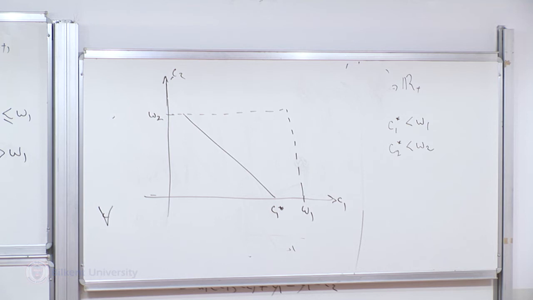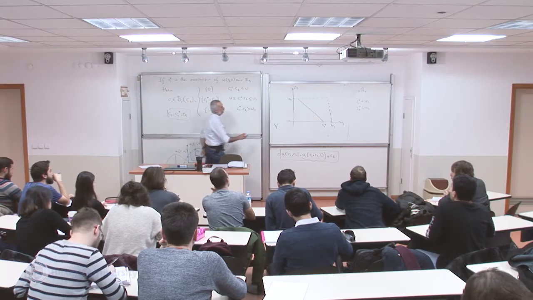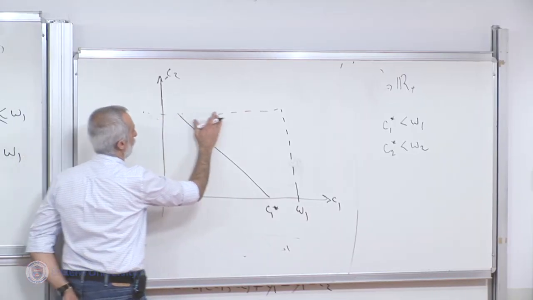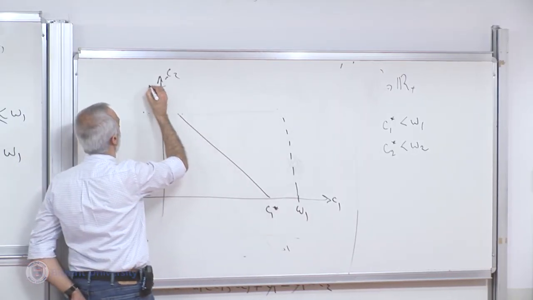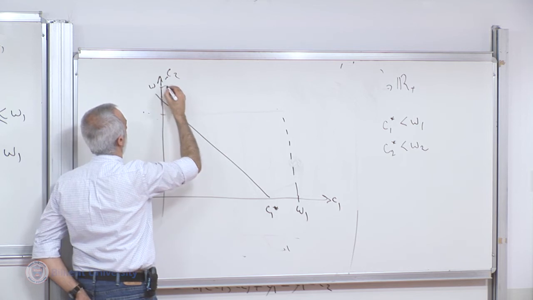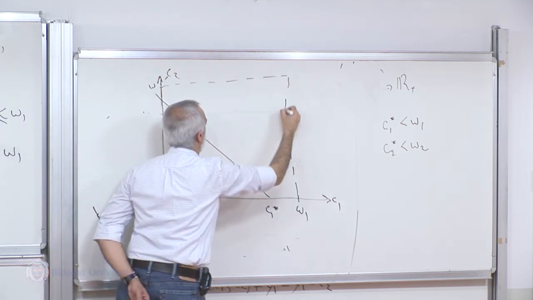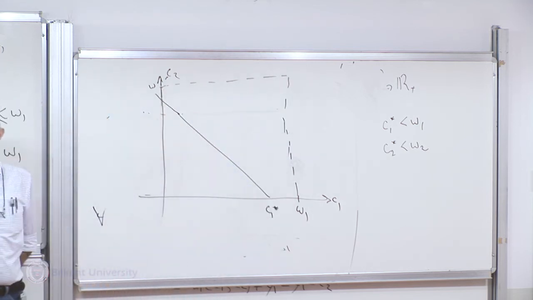Right? If W2 was larger, actually let me draw that part. What would the best response correspondence look like?